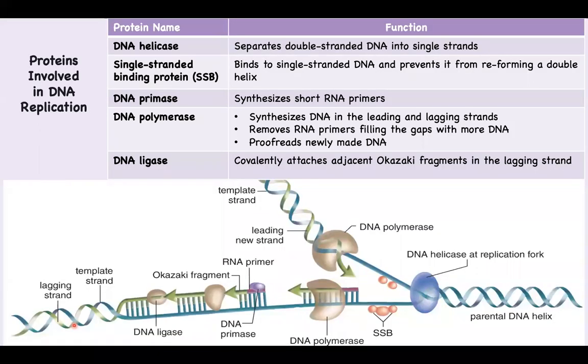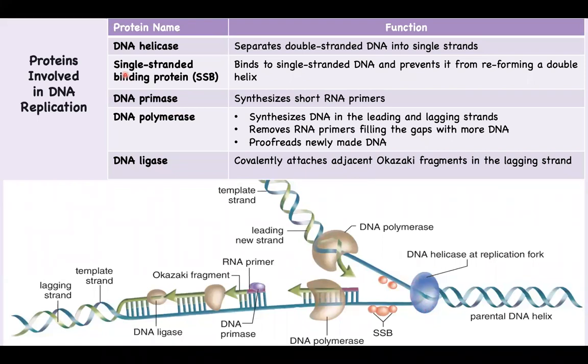Okay, sebelum kita tengok video on how DNA replication is like, so kita akan go through what are the proteins involved in DNA replication. So the first one we have the DNA helicase. DNA helicase yang dekat sini. DNA helicase. Okay. This separates the double-stranded DNA into single strand. Dia buka kan. Okay, this is the DNA helicase.